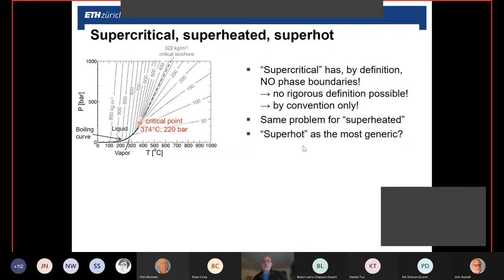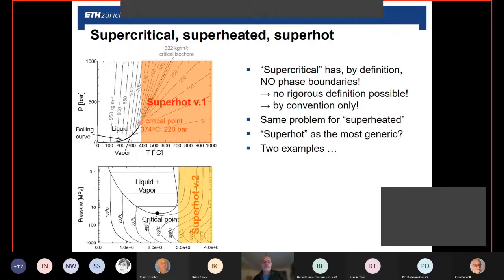So people introduce superhot as the most generic term, and I think this is fine. You can again introduce different versions of that. Superhot version 1 would be temperature higher than 374. Or, in a different phase diagram, now with pressure on the vertical axis increasing downwards.